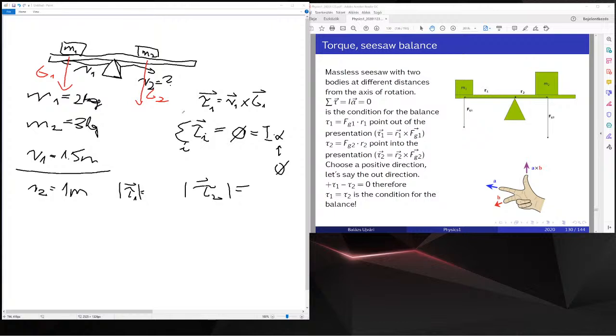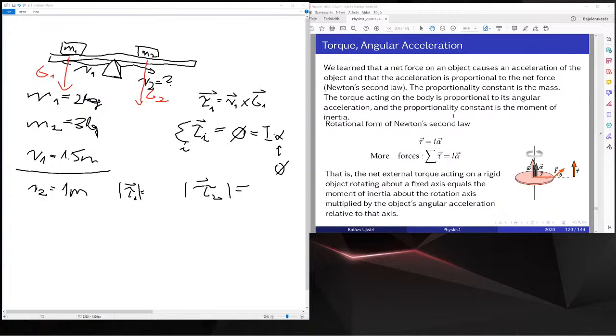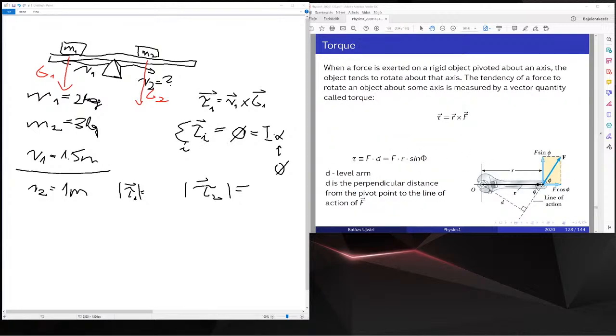Alright, let's talk about tau 1 and tau 2. Just look at this formula. This cross product can be seen like this: this is the axis of rotation, which is the origin. And what is the lever arm for this G1? The lever arm is a constant. In this case, since this angle is 90 degrees, the lever arm is the length of R1.